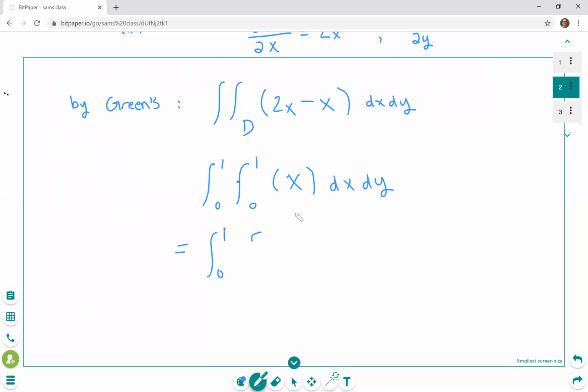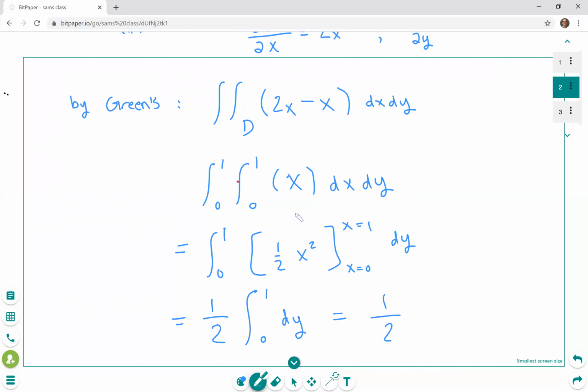Okay, so we get the integral 0 to 1 of 1/2 x squared, x is 0 to x is 1, which of course is just 1/2. And then the integral 0 to 1 dy, that's just 1. So we should just get 1/2 here. Okay, so that's our first pretty easy example. Now let's go on to the next one.